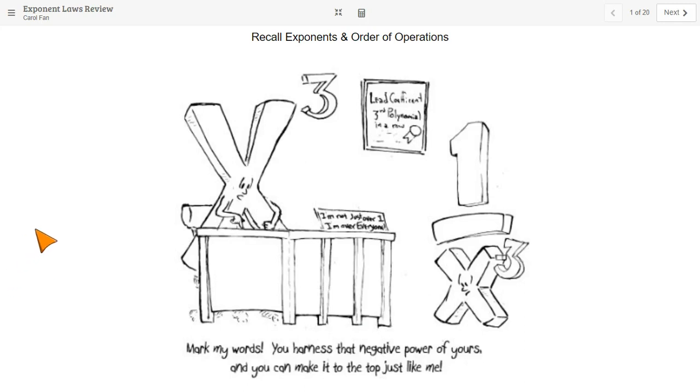Hi, class. Today we're going to talk about reviewing our exponent rules.